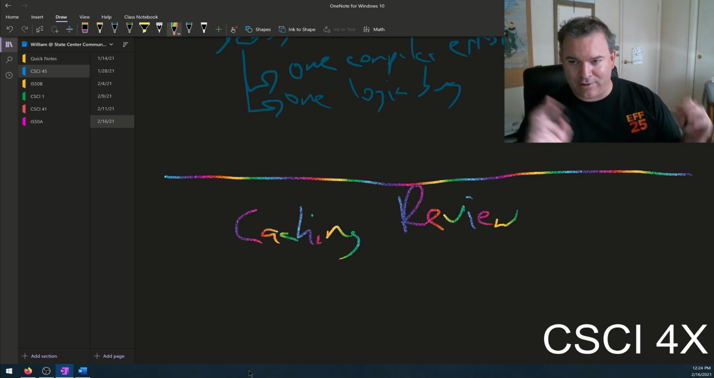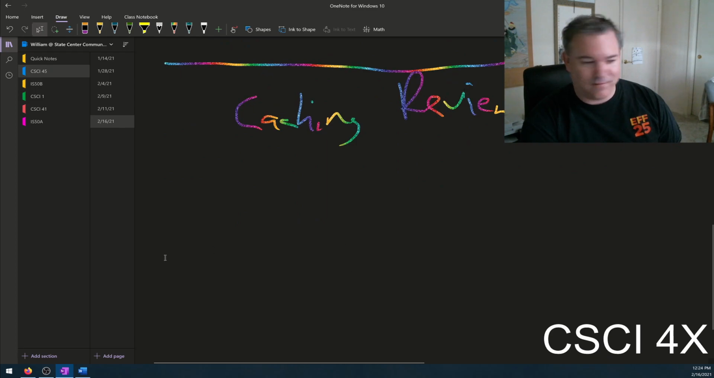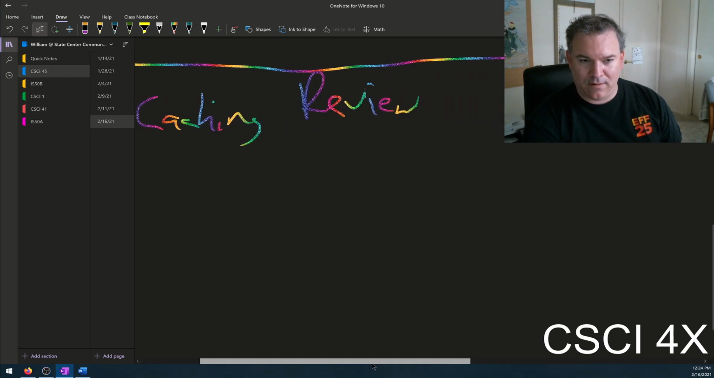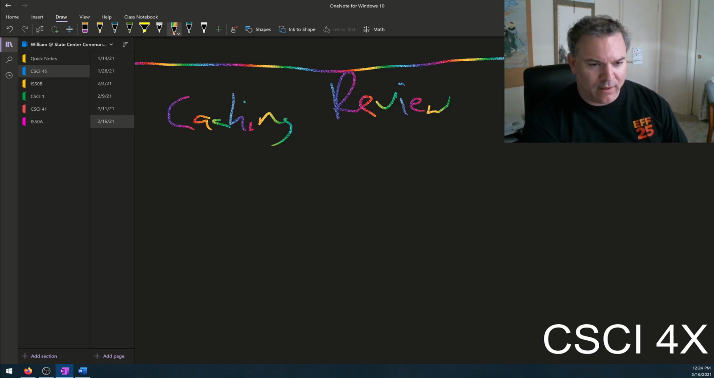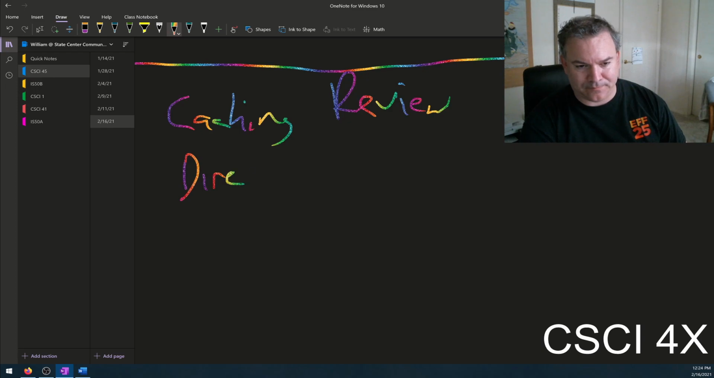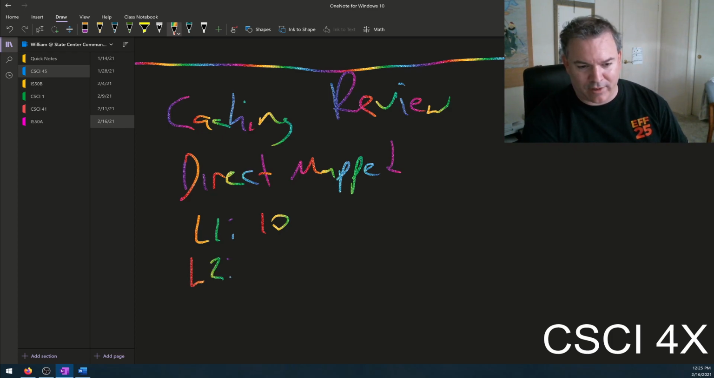The type of caching we use in this class is obviously not accurate. I do this so that you can understand caching and also understand that every CPU has its own caching system. So there's no one accurate way of doing caching anyway. But we're doing what's called direct mapped, which means no set associativity. Then we've got L1, which has 10 cache lines, L2, which has 100 cache lines, L3, which has 1,000 cache lines, and then you've got RAM.